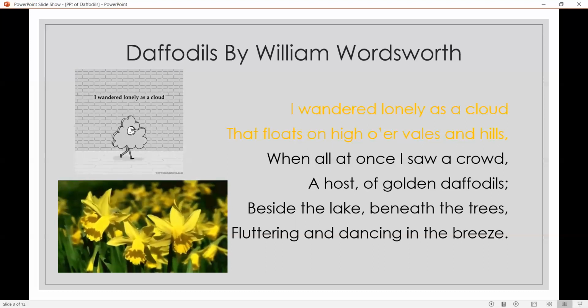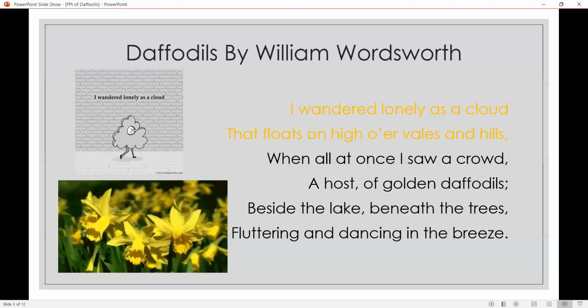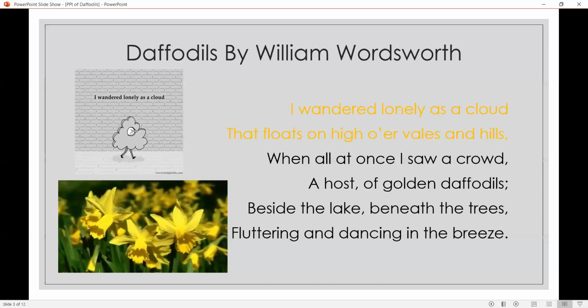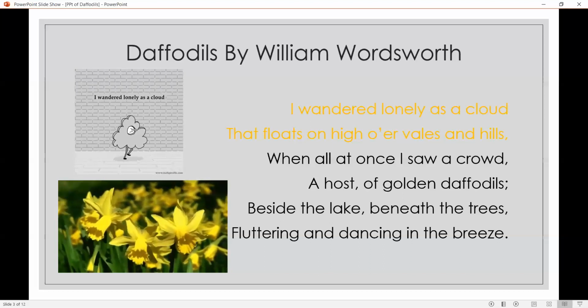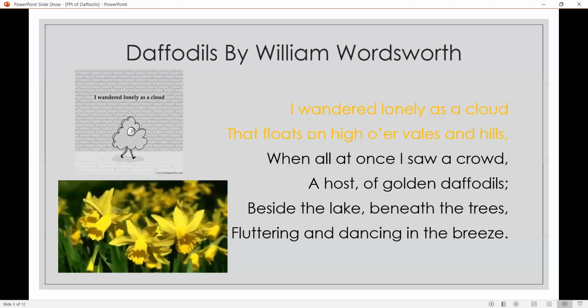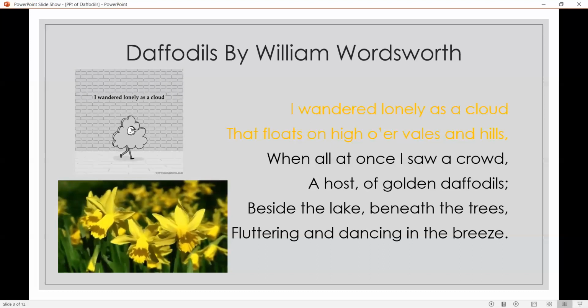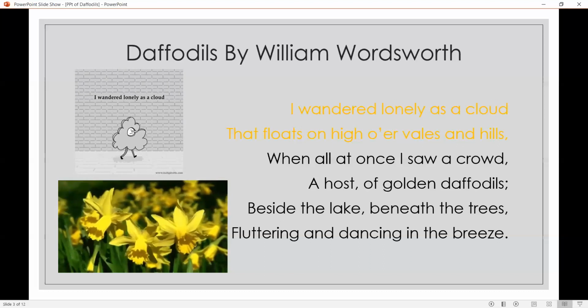Why golden daffodils? As you can see in the picture there, they are yellow in color. The color of gold is also bright yellow. That is how they are called golden daffodils. Where were they found? Beside the lake, beneath the trees, fluttering and dancing in the breeze. What were they doing? Fluttering and dancing. These are the actions of living beings, isn't it?